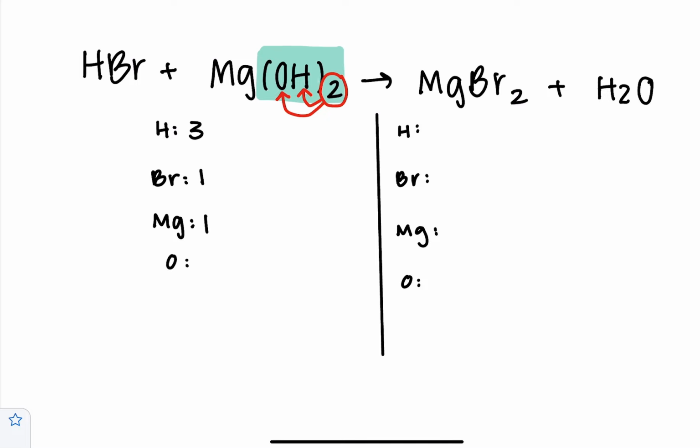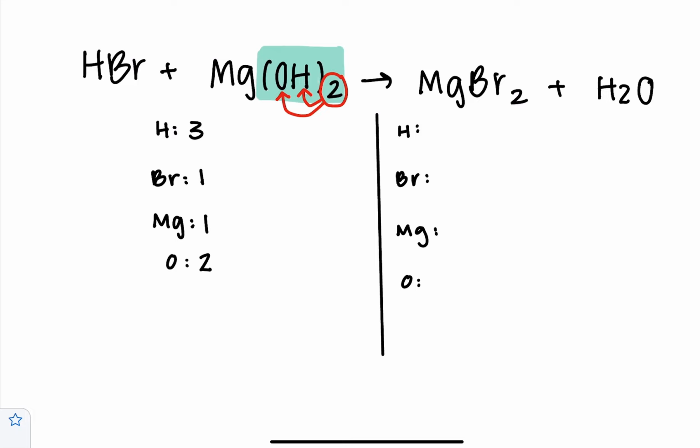And then lastly, for our O, same thing as when we were looking at our H's. There's no other O anywhere except for in this little compound right here. And the 2 on the outside of the parenthesis is being multiplied into that O. So we do have 2 O's. So we're done with the left side. Let's look at the right side.